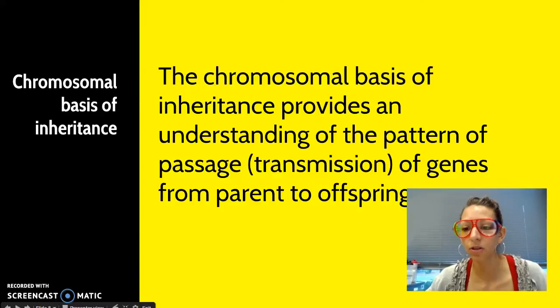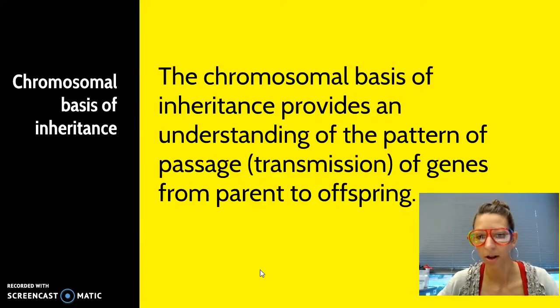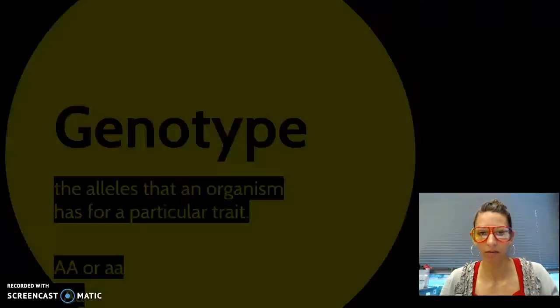Okay, so chromosomal basis of inheritance. The chromosomal basis of inheritance provides an understanding of the pattern of the passage of genes from parents to offspring. Now, of course, Mendel didn't know quite about chromosomes and how their structure was and everything, but he was able to talk about the transmission of this information from parent to offspring.